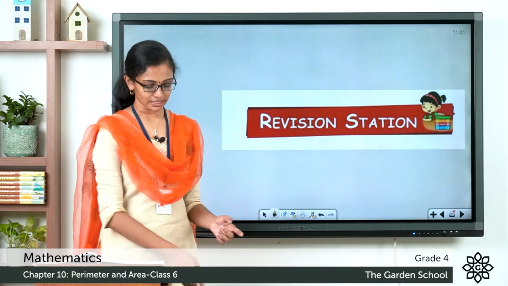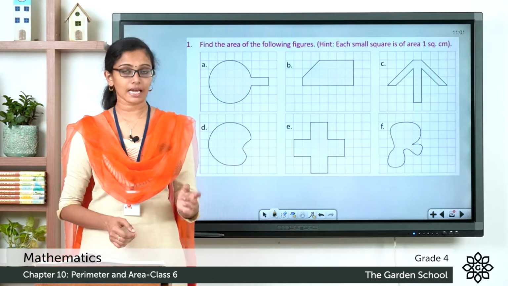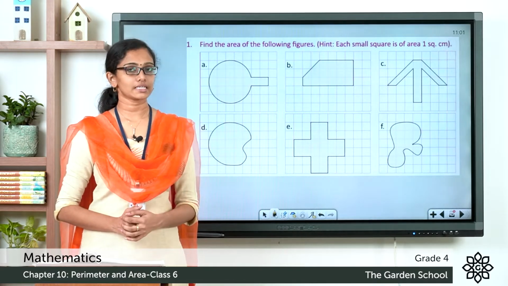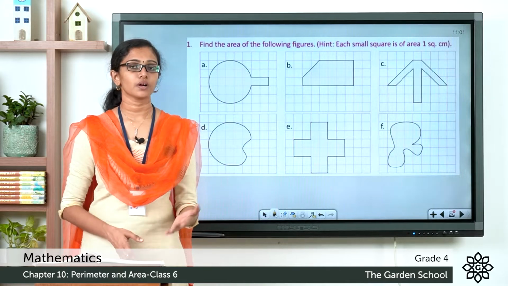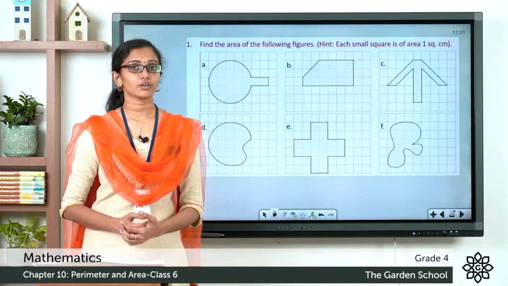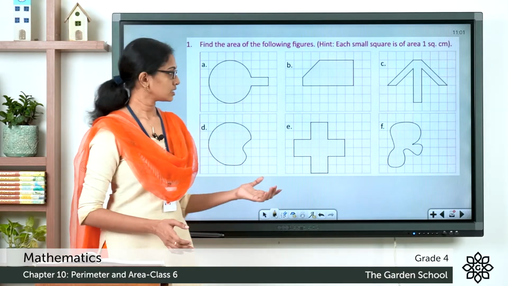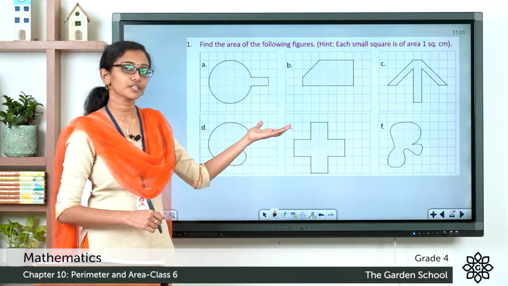So let's see the first question. The first question is find the area of the following figures and there is a hint. Each small square is of area 1 square centimeter. So we have learned how to find out the area of some polygons and also irregular shapes using a square grid. So the first figure A, you can see, how do we find out the area of this figure?